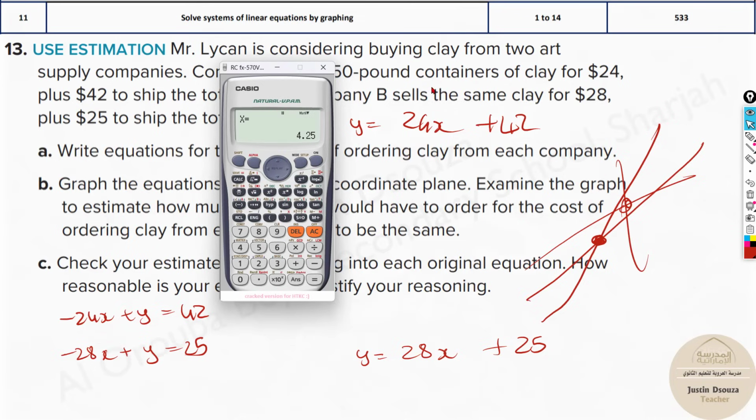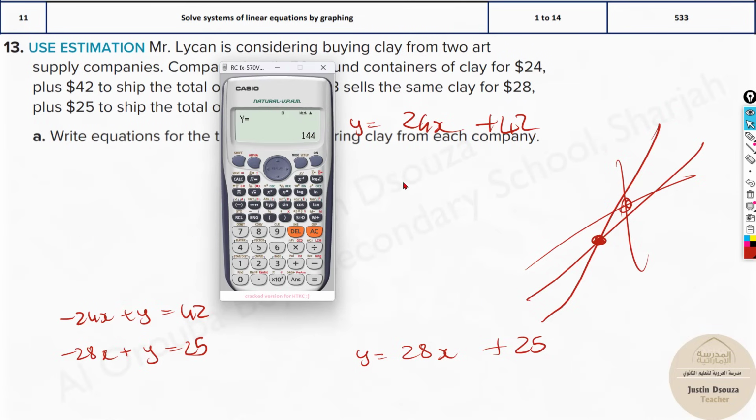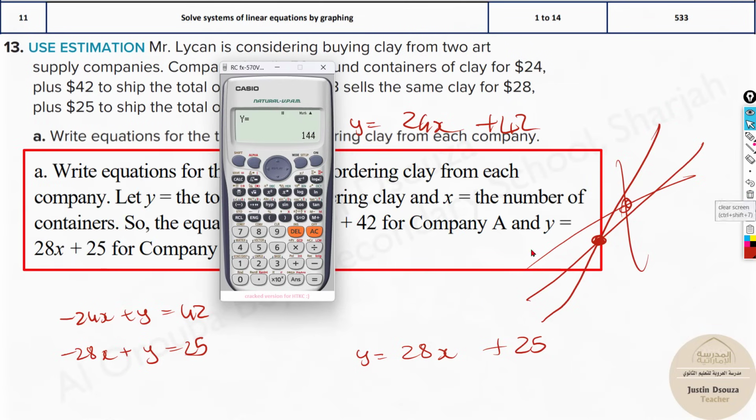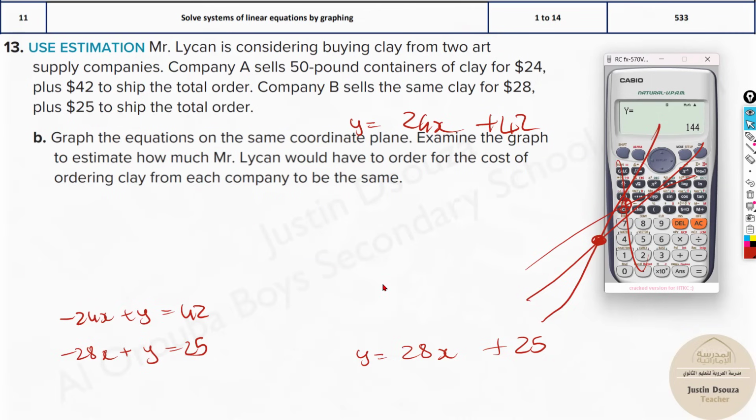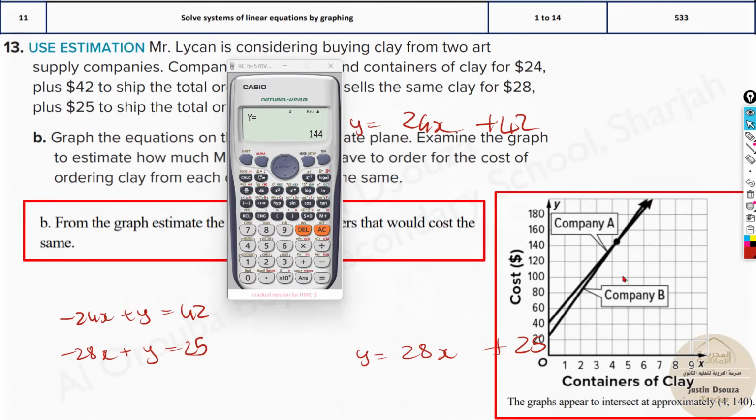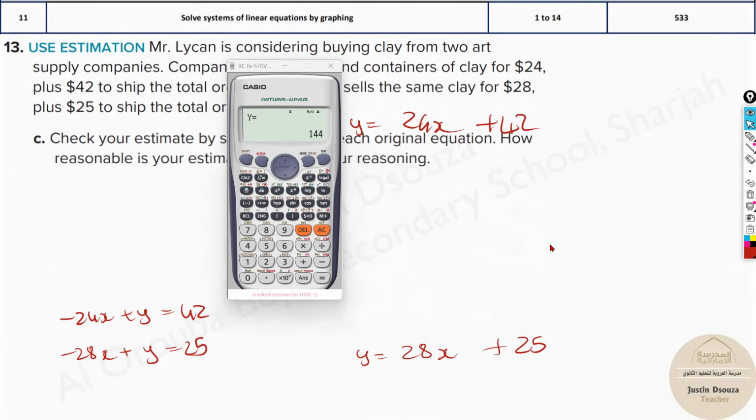That means if you buy 4.25 containers from both the companies, it's going to be the same rate of $144. It'll be the same $144 from both the companies. That's the answer. You can see these are the equations which we got, both the equations. And from graphing, we can get the point which makes it equal. It's close to 4.125 and it's 144.